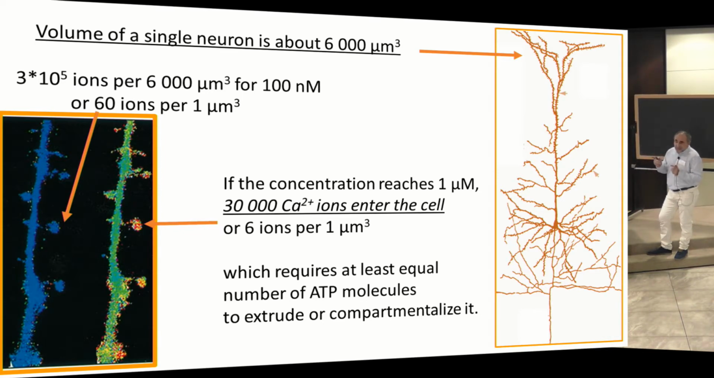So we should remember it every time we mention, for example, calmodulin with 4 calciums required to activate it. We should remember that entry of calcium into a specific spine is a few single ions, not abstract numbers, but just a few single ions. And pumping out every calcium costs a lot.